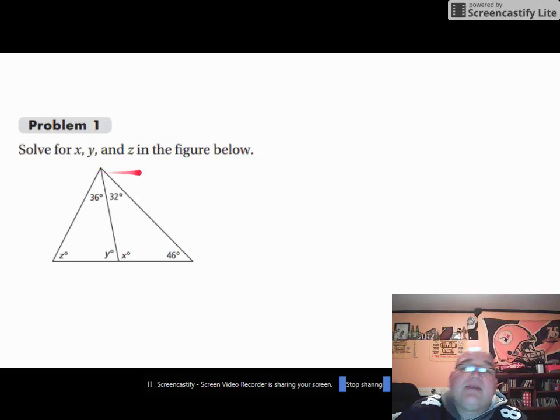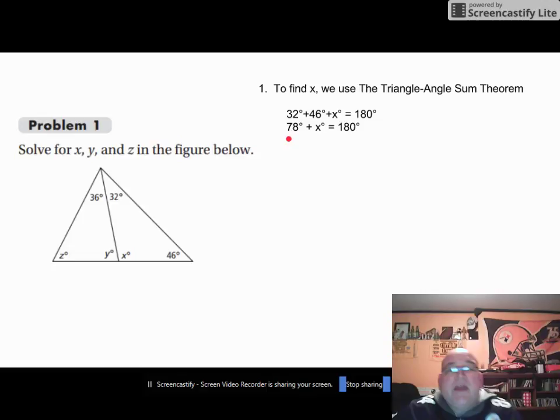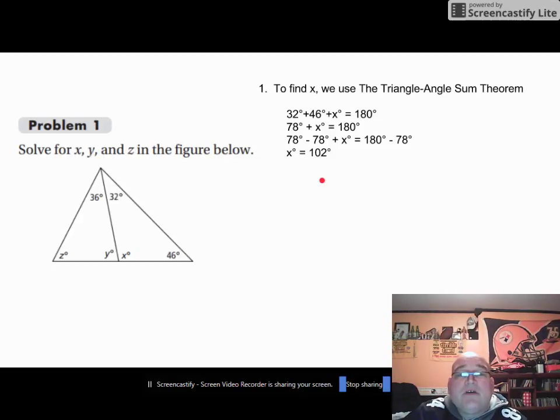Solve for x, y, and z in the figure below. Well, notice that you have two separate triangles here. The one to the right, containing the 32 and the 46 degree angle along with the x, and the one to the left. To find x, we'll use the triangle angle sum theorem that we just learned. 32 plus 46 plus x must equal 180, because those three angles are the angles of a triangle. Combining the like terms gives us 78 plus x equals 180. We can now use the subtraction property, subtracting 78 on both sides, and thus we discover that x equals 102 degrees.